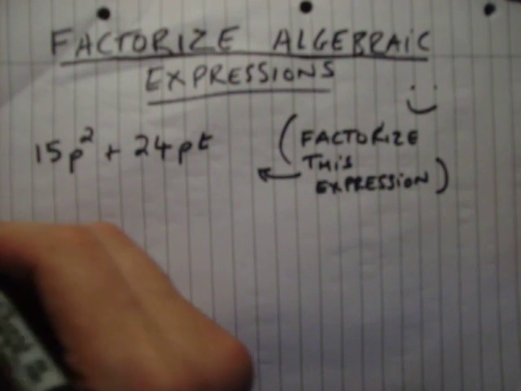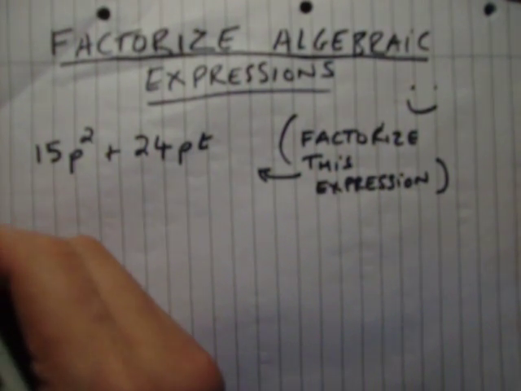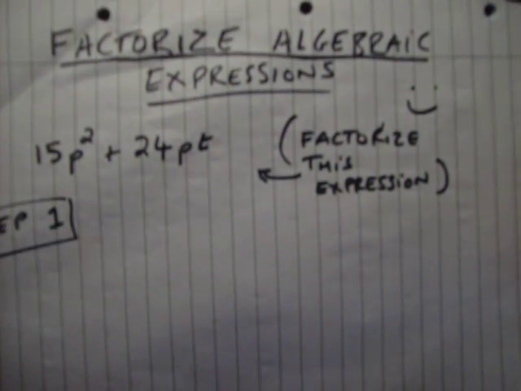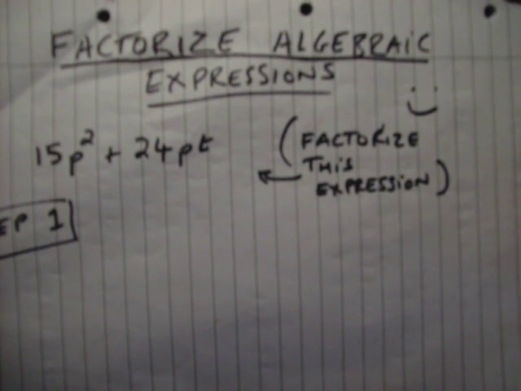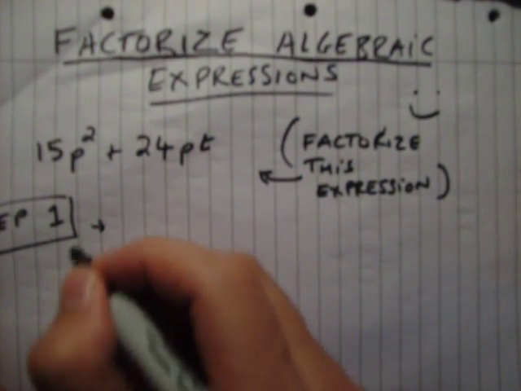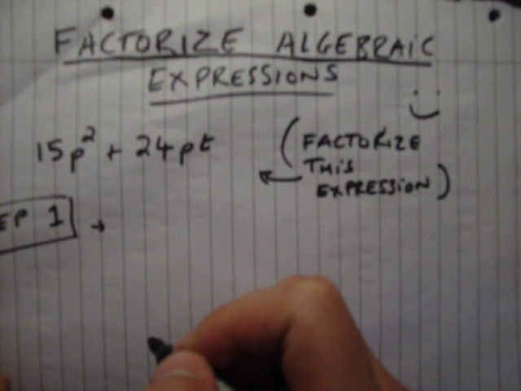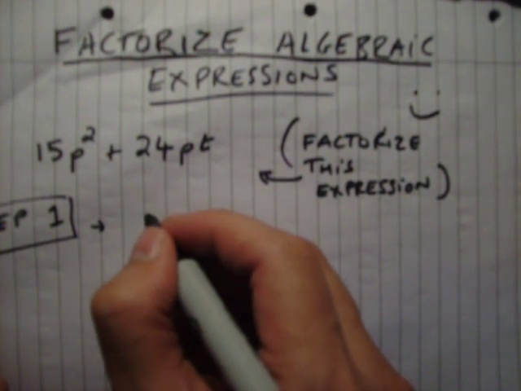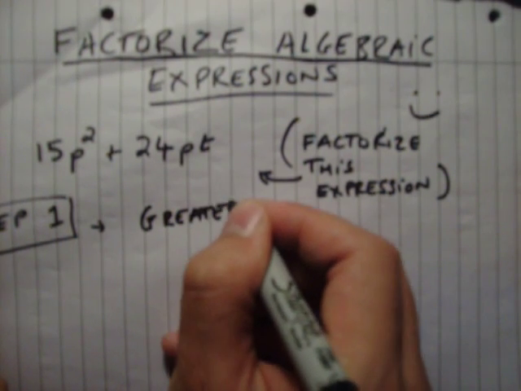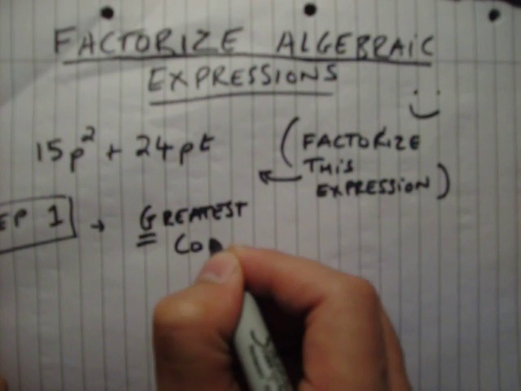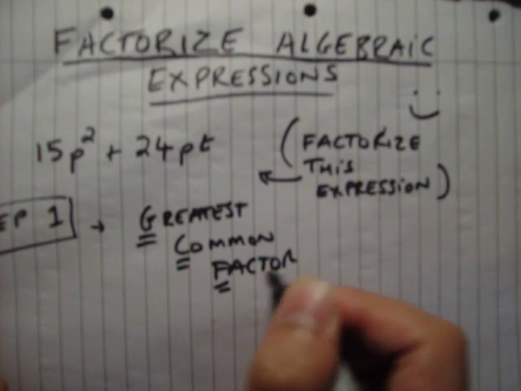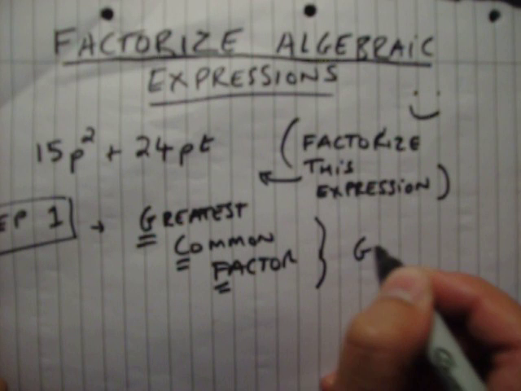Alright, so step one. That's step one. You need to find the greatest common factor, also known as GCF.